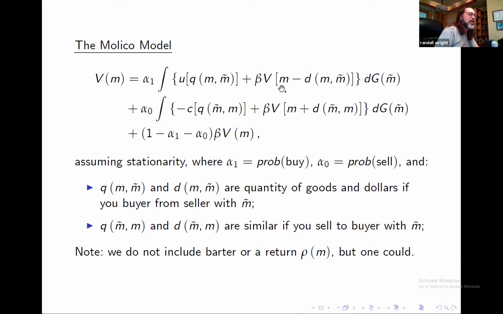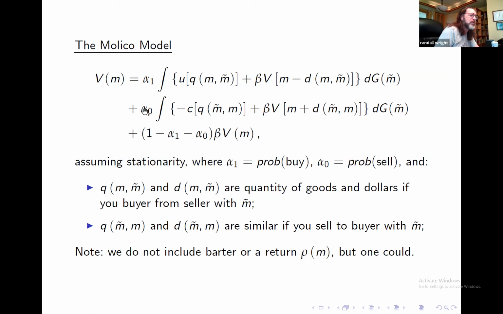So then you're going to have continuation value. You're going to spend some of your money, let's call it D. In general, it could be any real number, non-negative. It's also going to depend on your money holdings and the money holdings of your counterparty. And you have to take the expectation with respect to the cross-section distribution of assets.